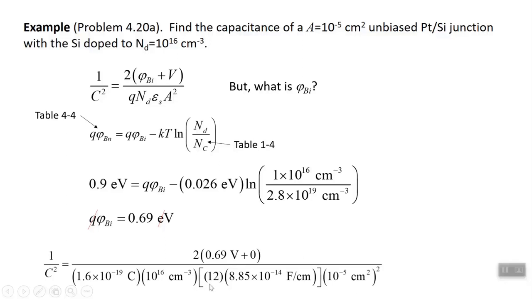It's silicon, so epsilon sub S, you put 12 times epsilon naught. You get a value for capacitance, 0.35 picofarads. 0.35 times 10 to the minus 12 farads. There's the capacitance of that junction.